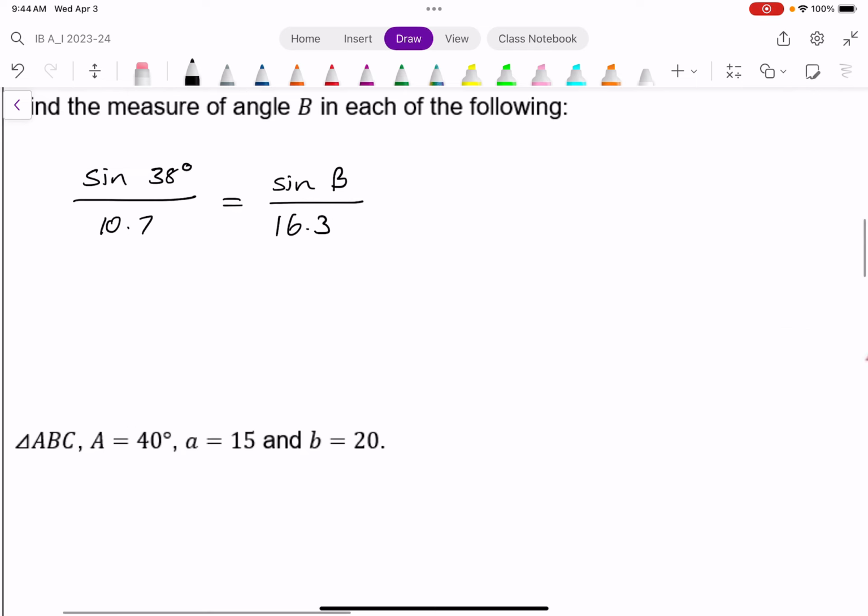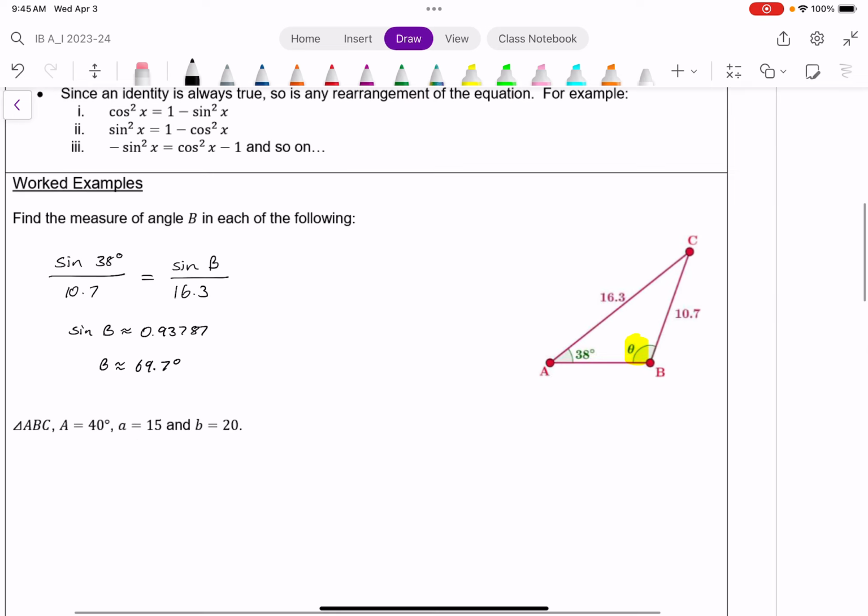All right, so I can solve this by cross multiplying. Pretty quickly, I get the sine of B equaling approximately 0.93787, and it goes on and on. I use the inverse sine, making sure I'm in degree mode, and I get the angle B being approximately 69.7 degrees. All right, so now if I just look at my diagram, that can't be correct.